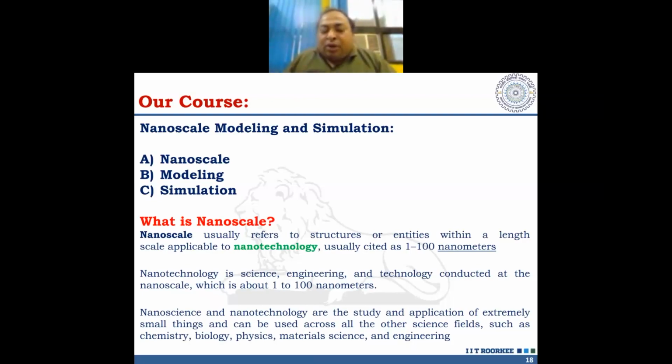Nanoscience and nanotechnology are the study and application of extremely small things and can be used across all of the other science fields such as chemistry, biology, physics, material science, and engineering. In a true sense, it is a science which could be considered as an interdisciplinary science.